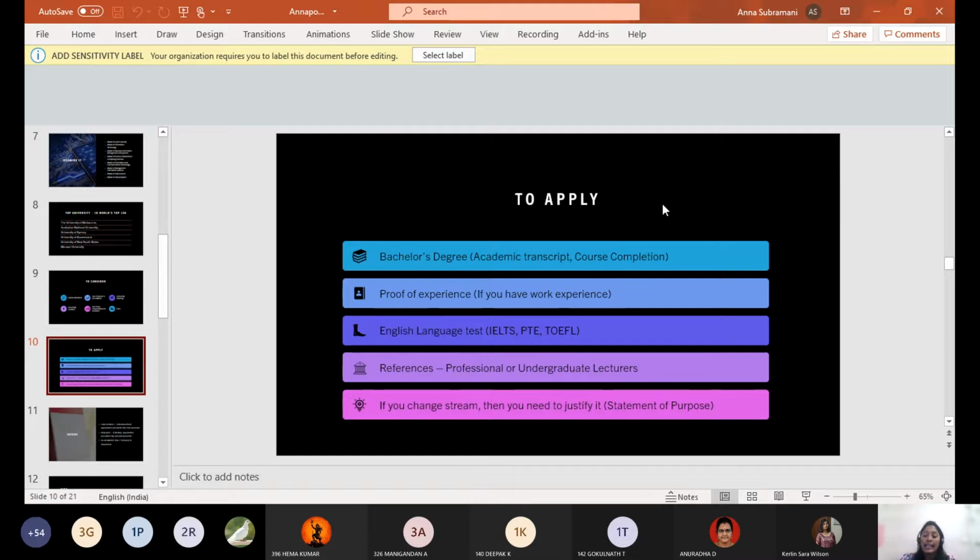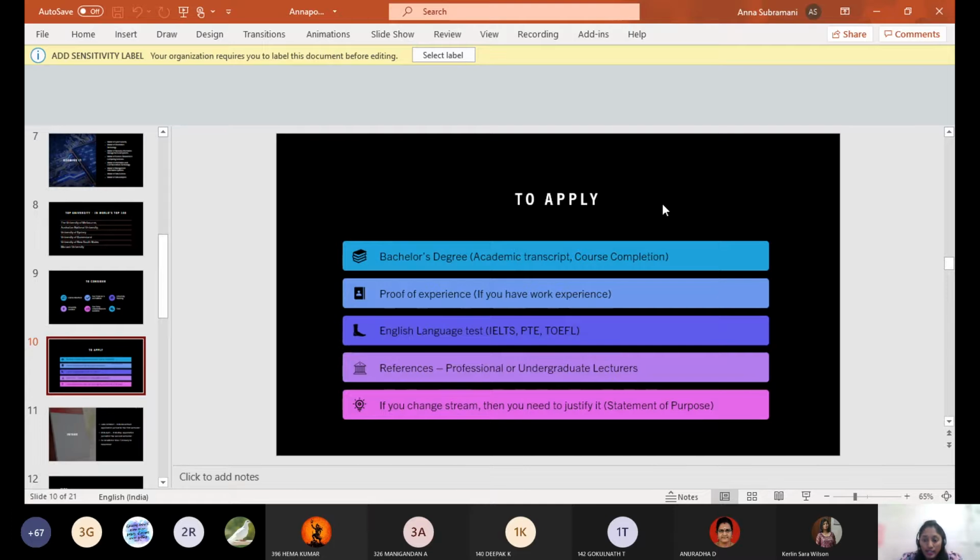And if you have any work experience, or if you're planning to study after 2 years of experience, then even your work experience counts. In that case, you can skip your bachelor degree and just use your proof of experience, because you would already have accredited your bachelor degree by working in a place. So proof of experience, and you need to take an English language test.